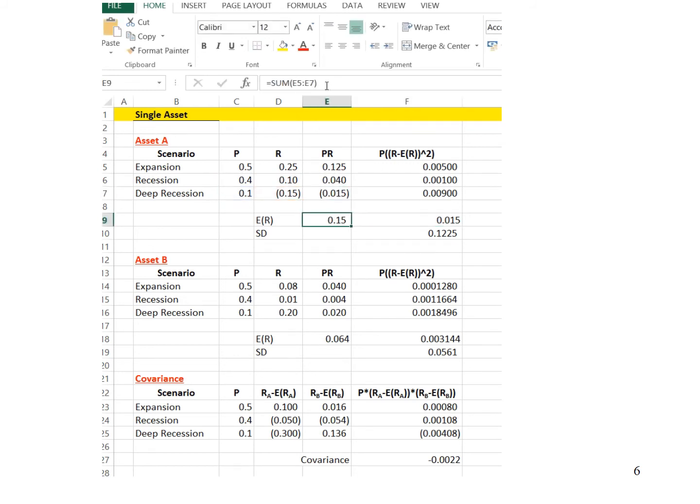After that, I'm going to sum the three answers together. This answer is the answer for expected return.